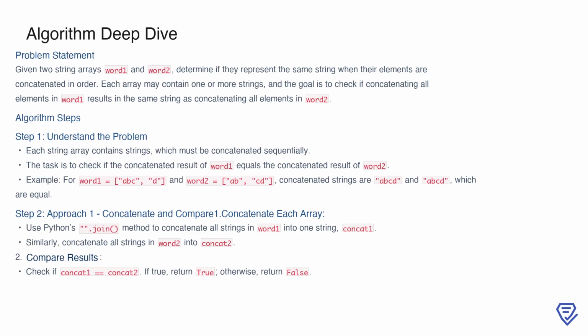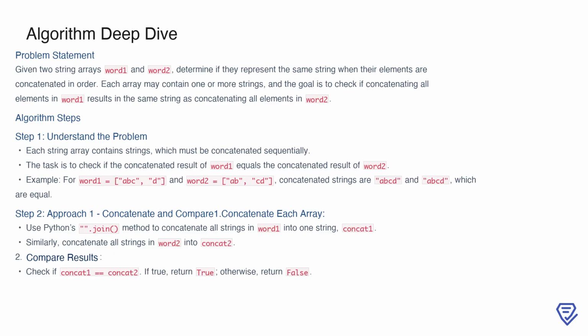2, represent the same string when all their elements are concatenated in order. Each array can contain multiple strings, and our task is to concatenate these strings sequentially and check if the resulting strings are identical. For example, if word1 is ["AB", "CD"] and word2 is ["A", "BCD"], concatenating their elements results in the strings ABCD and ABCD, which are equal.